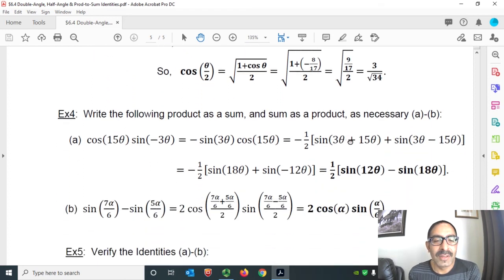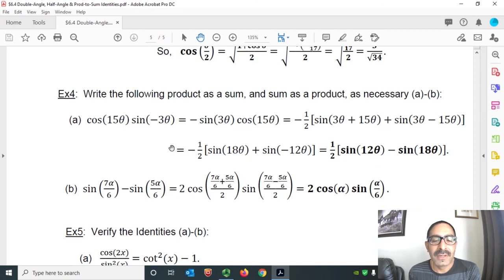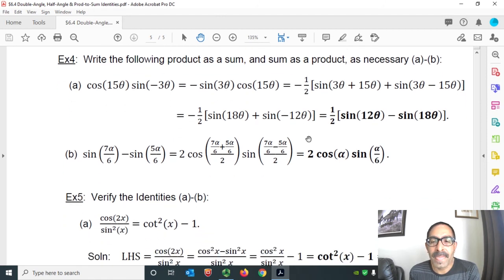Great. Now let's move on. Example 4. Write the following product as a sum and sum as a product if necessary. Part A is given in product form, so let's write it in sum form, and part B is given in sum form, I mean difference here. Then we need to write it in terms of a product on our right side. So let's begin.